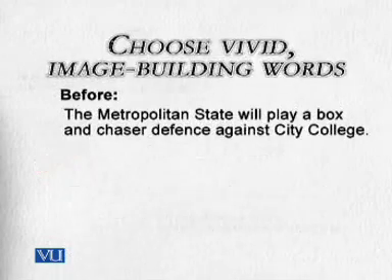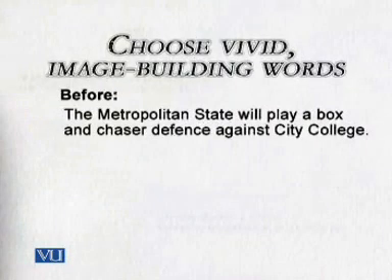One more example. The Metropolitan State will play a box and chaser defense against City College. Box and chaser is a technical term which we actually use in basketball. Not everybody would know what a box and chaser defense is. If you are using such technical terms, you should be very, very careful, because chances are that things which are very clear to you may not be equally clear to your readers. So that's what we say: use familiar words.